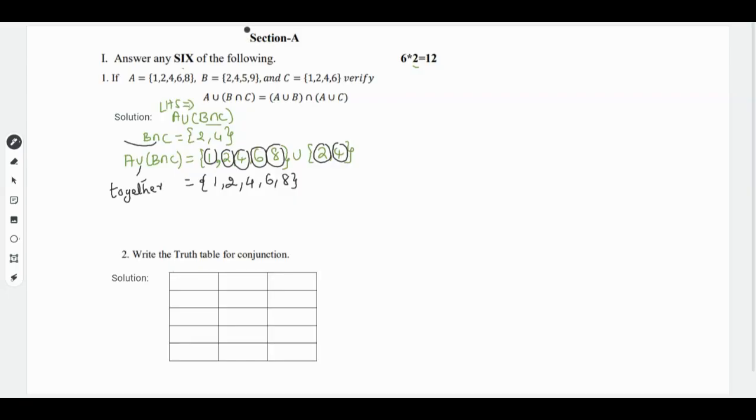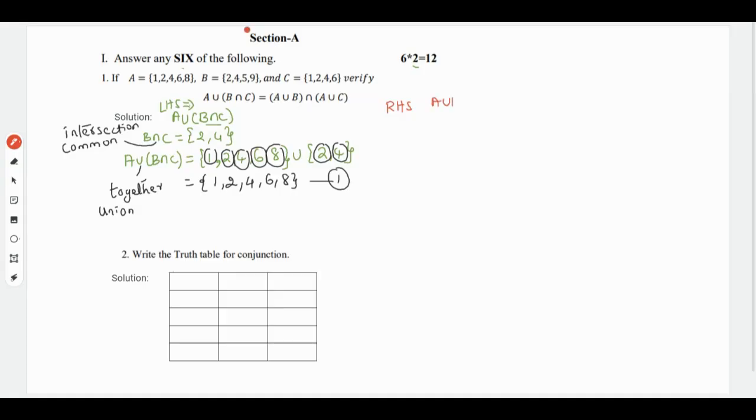And intersection is selecting the common elements. Here it is union, union is writing together. Intersection is common elements. So we found the LHS. Now we'll move on to RHS.